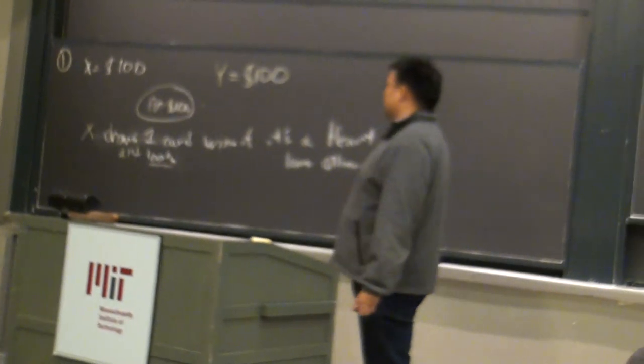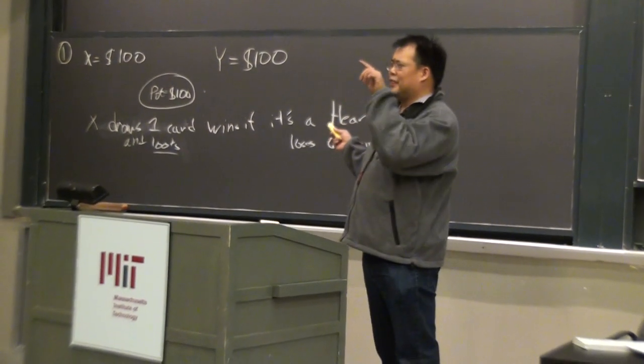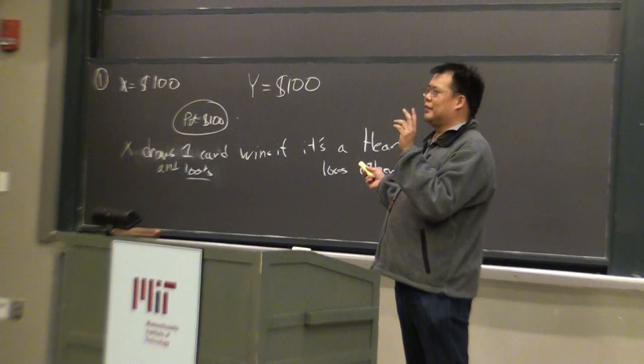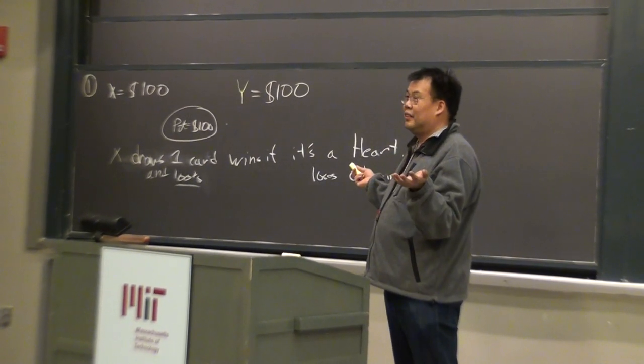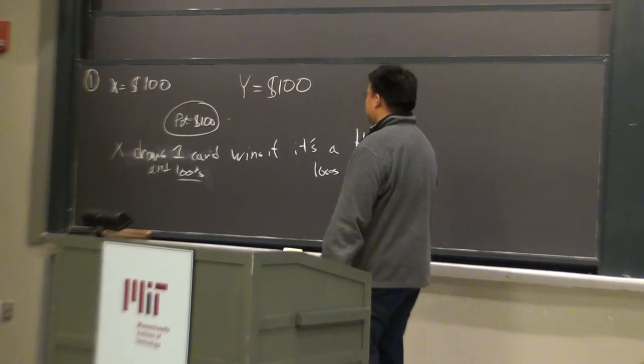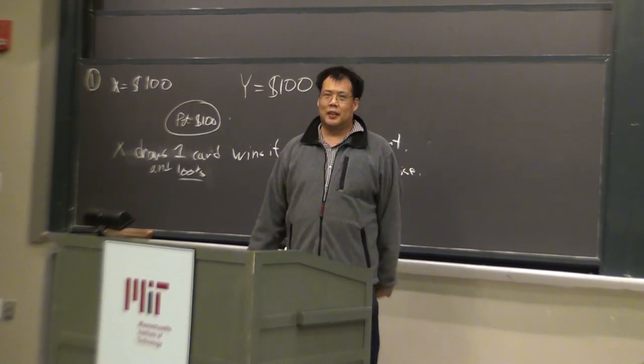One third of the time, he doesn't have a heart? Are you talking about, be careful here, like you mean one third of the time when he has a spade? Yes. Well, let's see what happens if X bets whenever he has a heart or a spade.